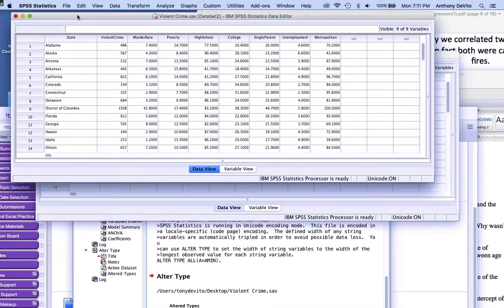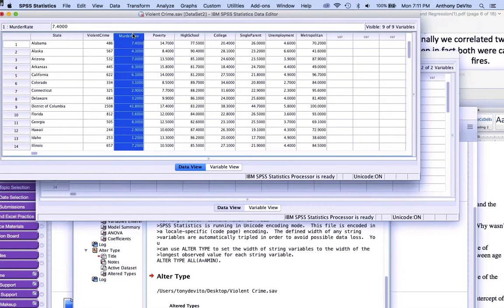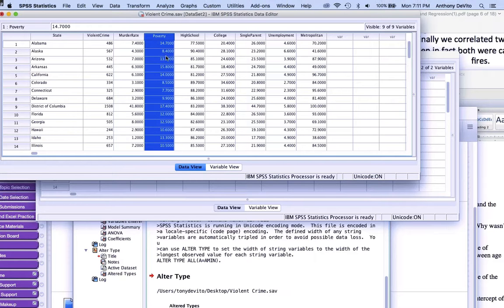Okay, here's where we have something interesting. Here's different states, and here is some data from those different states. One of the numerical variables is the murder rate, and one of the other ones is the poverty rate. Maybe that's the percentage of families in that state that are below the poverty level. I'm not sure how they got that number, but they're both numerical variables, right?